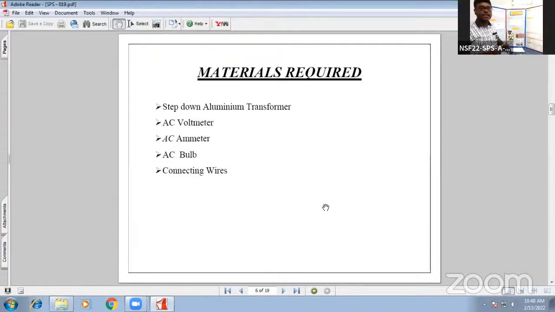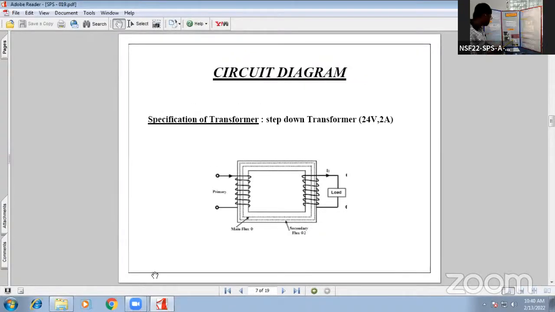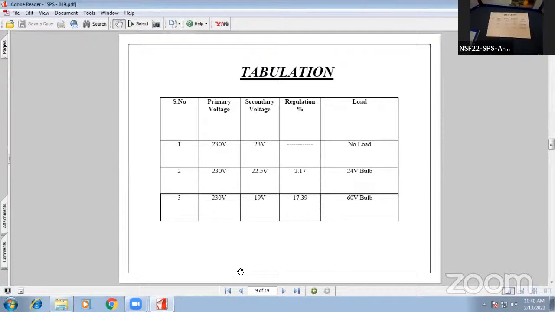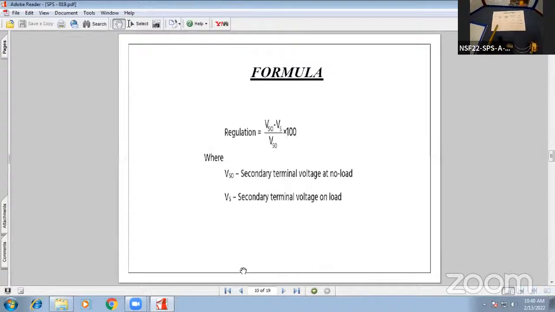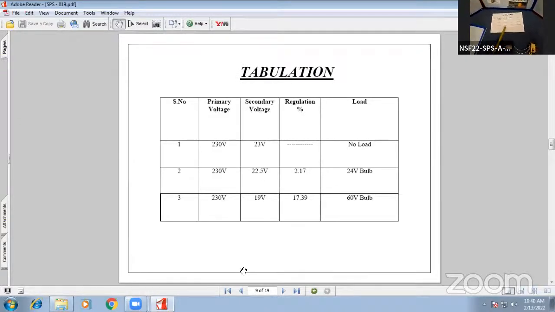At first, I measured the voltage with no load. The primary voltage is 230 volts and the secondary voltage is 23 volts with no load. And I connected the 24 volt bulb. You can see that the input voltage is 230 volts and the secondary voltage is 22.5. And I also connected the motor. For the motor, the input is 230 volts and the secondary voltage is 19 volts.